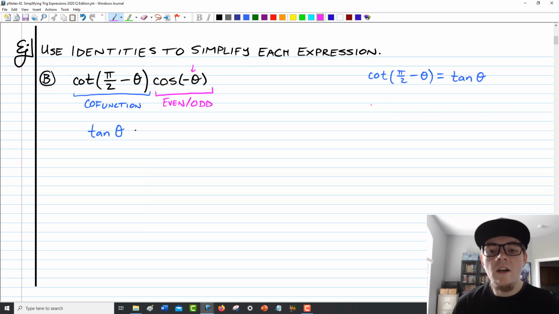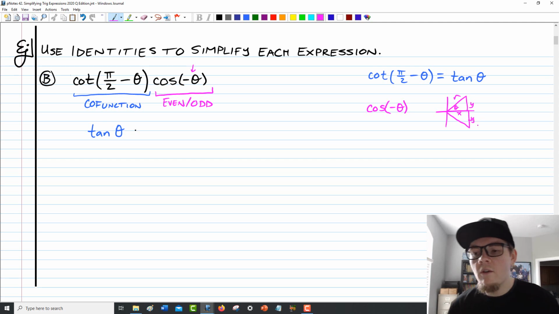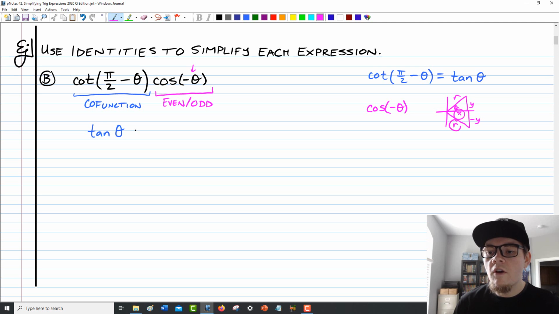Well, moving over to that even-odd identity, with cosine of negative theta, cosine was the only even function in there. And again, it was a small thing, but remember if we started here with our angle theta and x, y, and r, that negative theta would be the angle right below it. And for this, even though the y value or the opposite side would be opposite signed, the truth is cosine is still adjacent over hypotenuse, which means it's the exact same value. So cosine of negative theta is actually just equal to cosine of theta. So I can go ahead and make that substitution in here on the right as well.